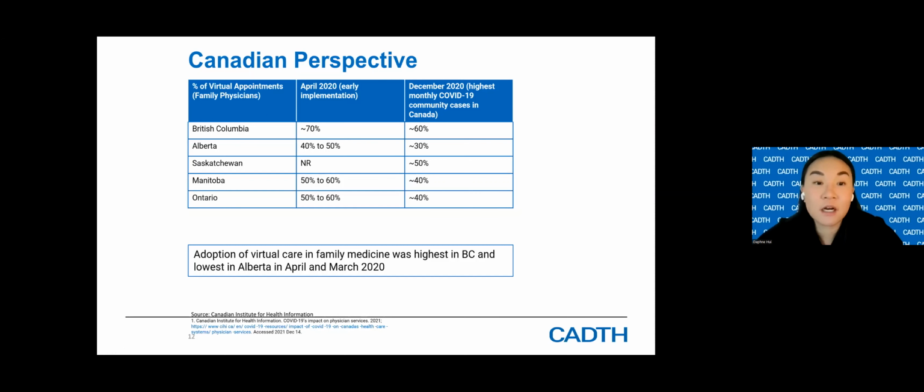So as we can see here, adoption of virtual care in family practice was highest in British Columbia and lowest in Alberta during both these time periods. Okay, next slide, please.